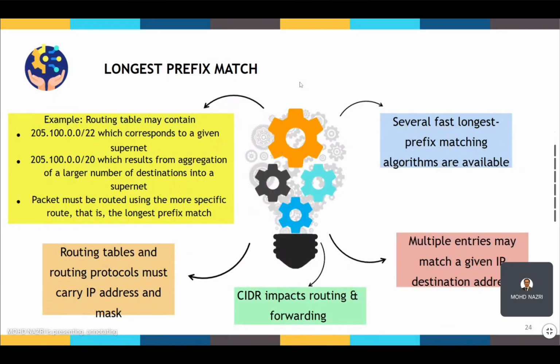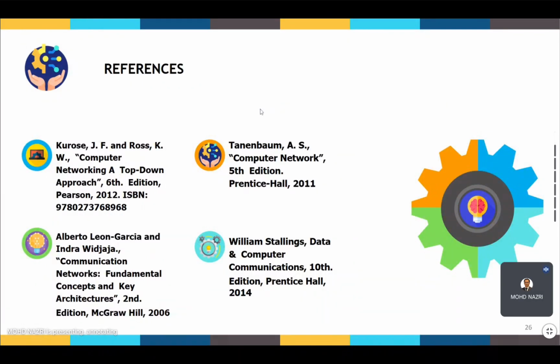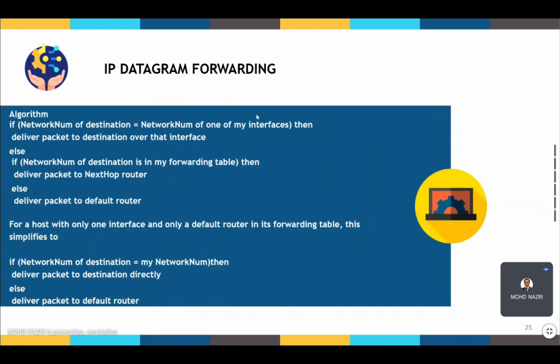Alamak. Okay. We continue with other topic. Wait for 1 minute.